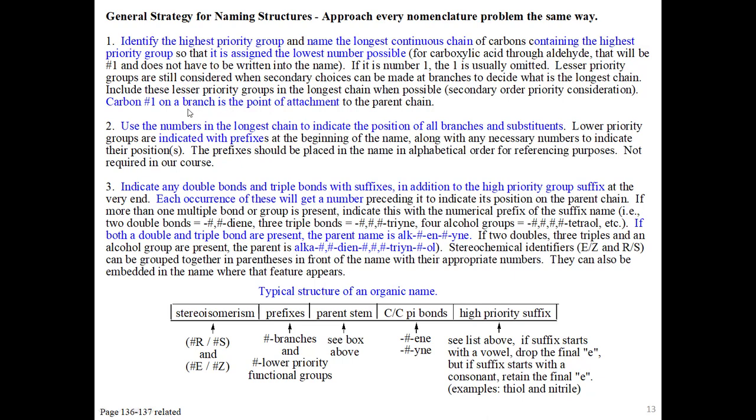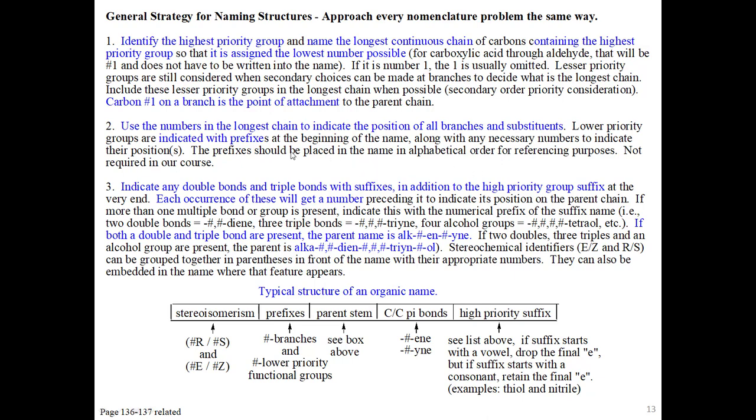Okay, now the numbers that you put on that longest chain are going to identify everything else that's there. So if there's any branches, there's going to be a number plus the name of the branch. Any substituents, a number plus a substituent prefix. And so those numbers are really important. Ideally, they're named in alphabetical order, but in my course, I do not require that because if you can name them all correctly, we won't waste the time to put it into alphabetical order.